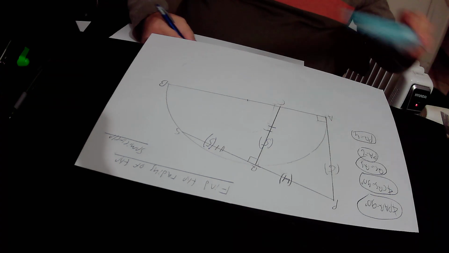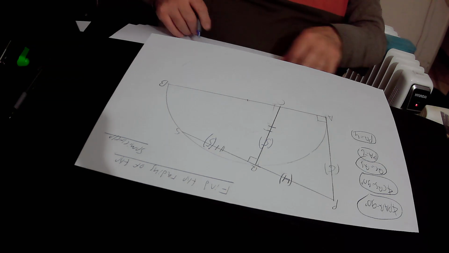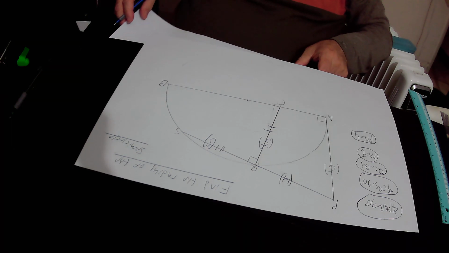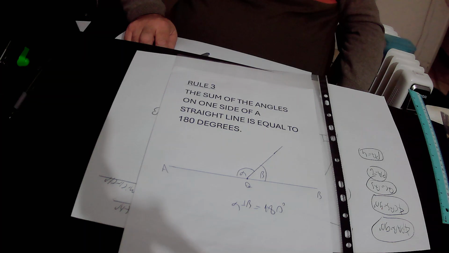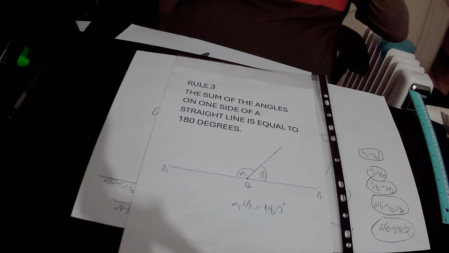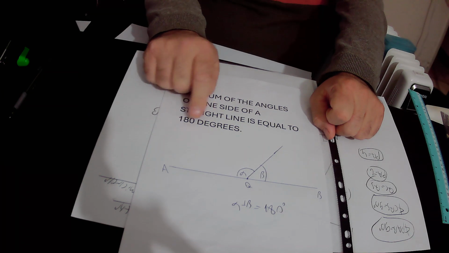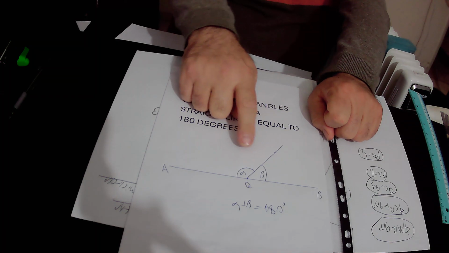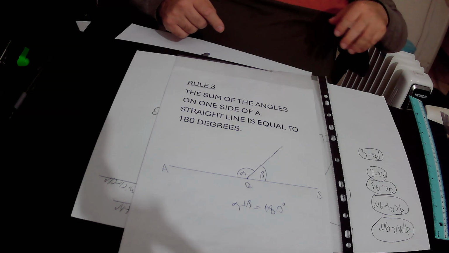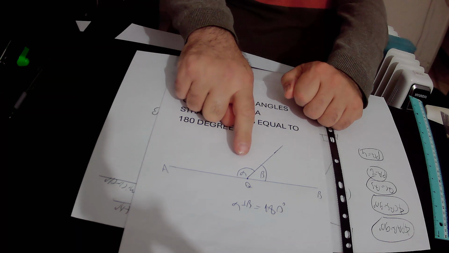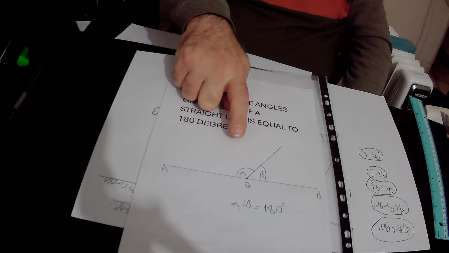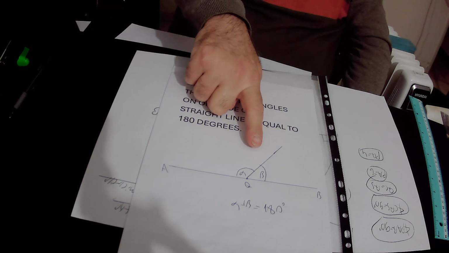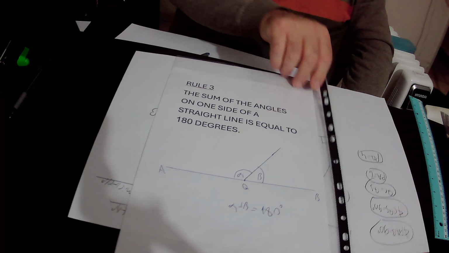In the next step, I will present to you rule number 3 and implement rule number 3 in our drawing. According to rule number 3, the sum of the angles on one side of a straight line is equal to 180 degrees. So in the drawing we have the straight line AB. If we focus on the upper side of the straight line AB, at point Q, the sum of the angles must be equal to 180 degrees. Which angles do we have at the upper side of AB at point Q? We have this angle alpha and the other angle beta. So the sum of those two angles, alpha plus beta, must be equal to 180 degrees according to rule number 3.